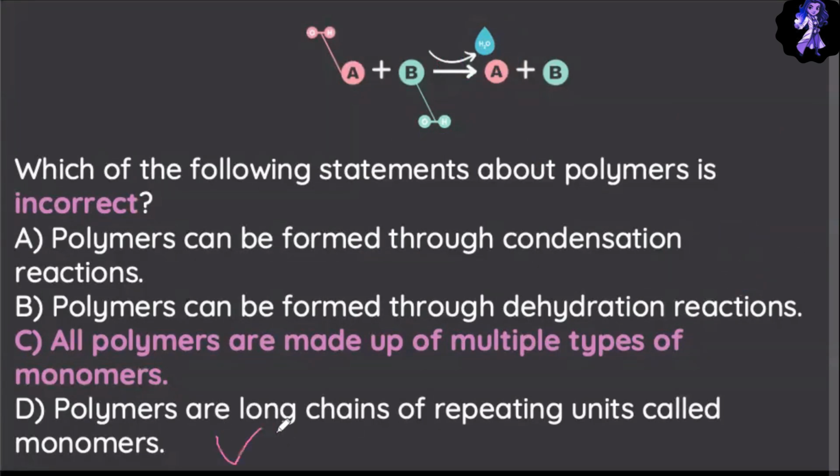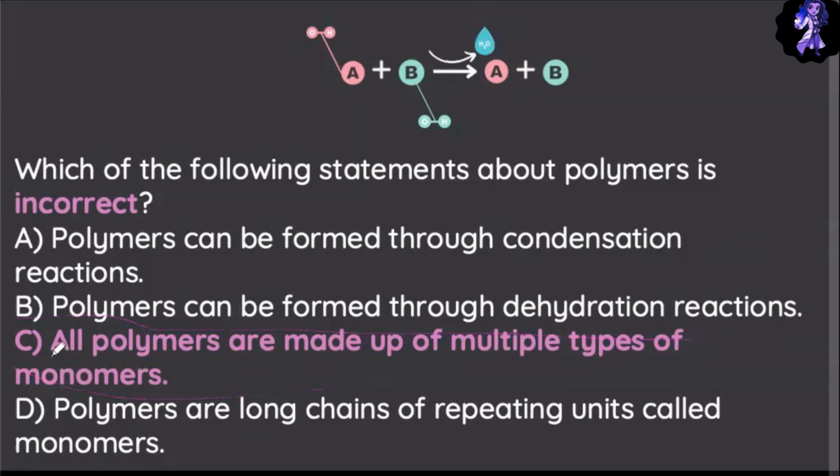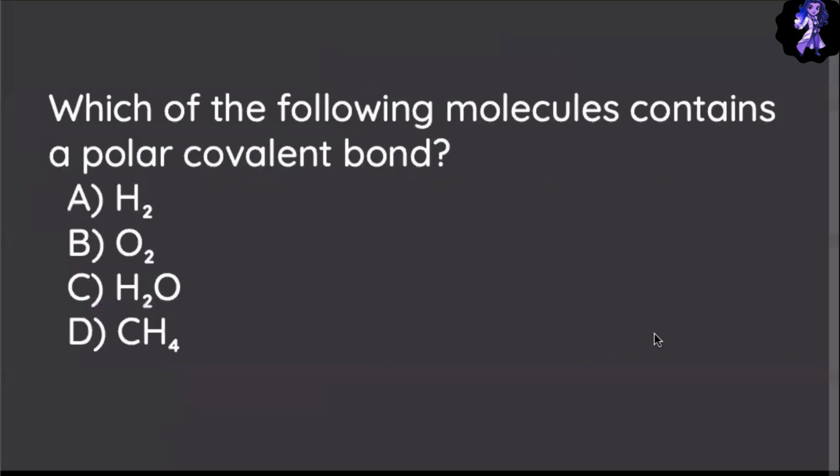And D is just a factual statement, leaving us to answer choice C, which is incorrect and is the correct answer, I should say, because the statement all is very limiting and does not include monomers that are the same type that bond together. Okay, let's take a look at the following question listed here.